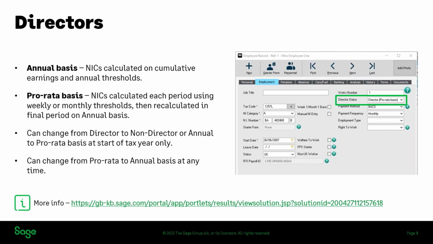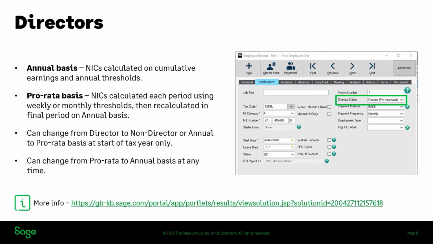Now with an annual basis director, it means that their national insurance is calculated based on their cumulative earnings throughout the year and the annual national insurance thresholds. So with this method, they would not pay any national insurance until their cumulative earnings were above the annual primary threshold, which for the new tax year is £12,570. And then on earnings above that, they would pay 12% if they're on category A for their main rate until their cumulative earnings went above the upper earnings limit for the year.